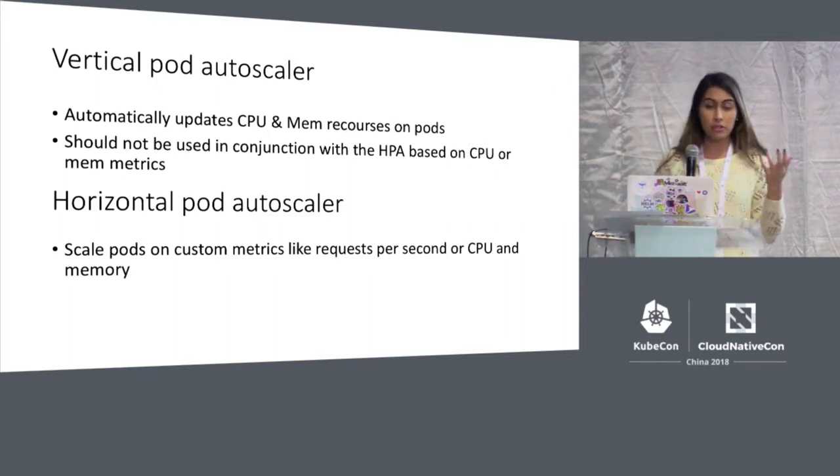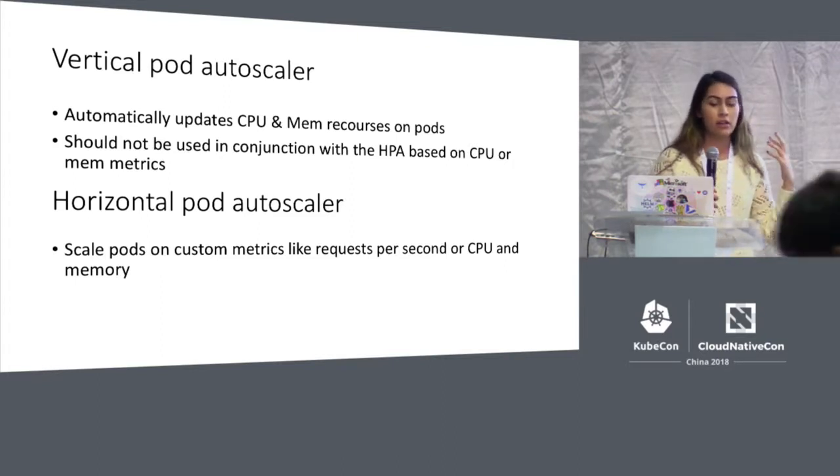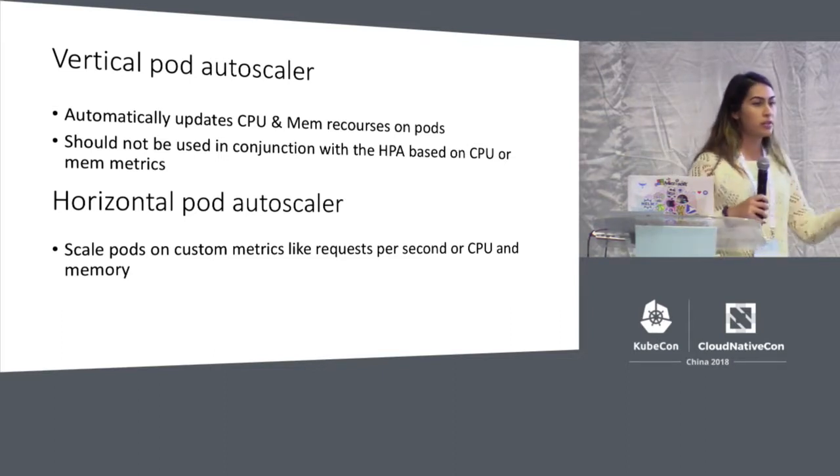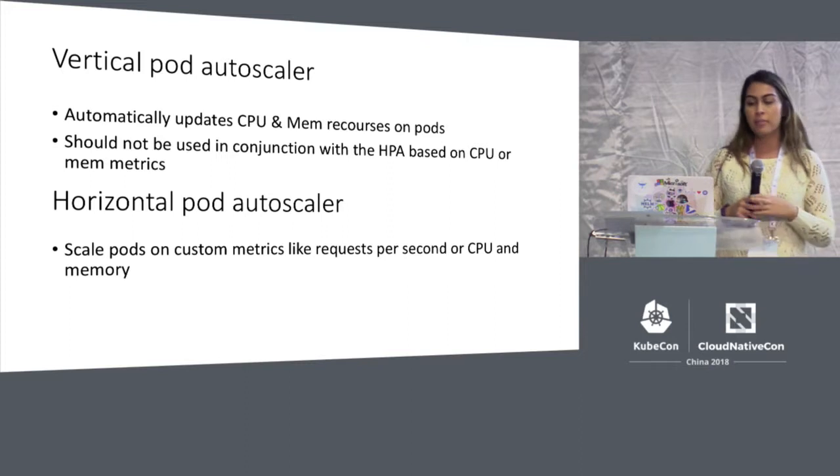And then the horizontal pod autoscaler. This is something that we'll focus on a lot in this talk. Basically, it also scales pods on custom metrics or CPU and memory. One of the custom metrics that I think is really useful is requests per second.